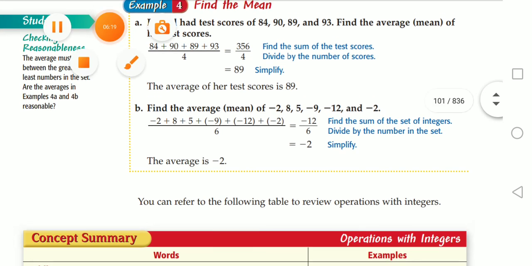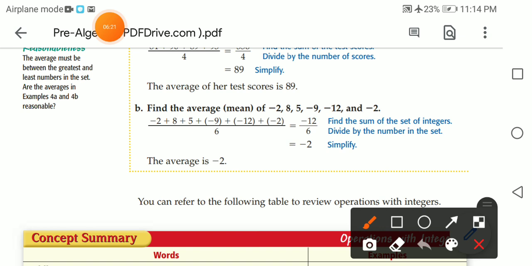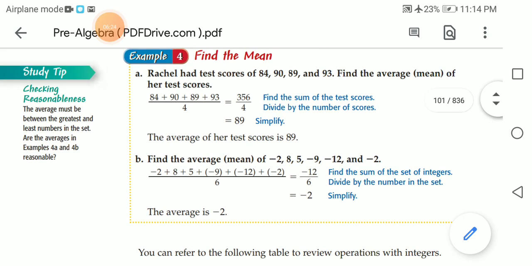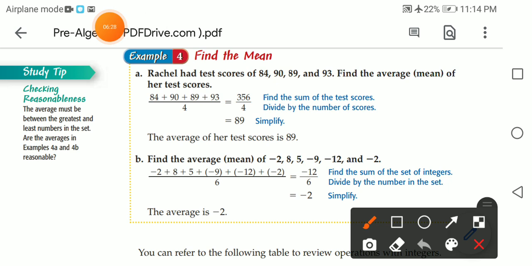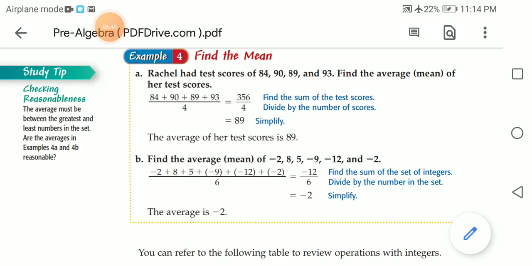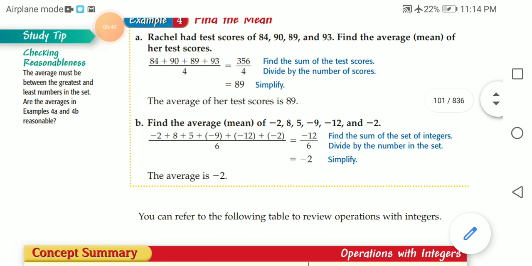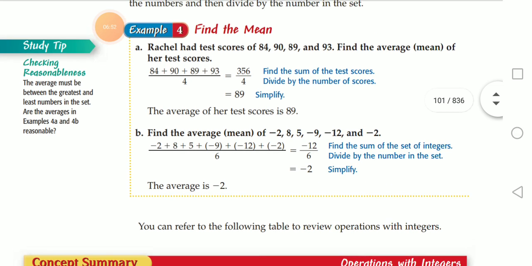Do you remember the average? How can I get the average? Okay, I get the sum of all of her scores: 84 plus 90, plus 89, plus 93. Okay, 356 divided by 4. Divided by what? The number of scores. 1, 2, 3, 4. So 356 divided by 4 gives you 89. So the average of her test scores is 89.